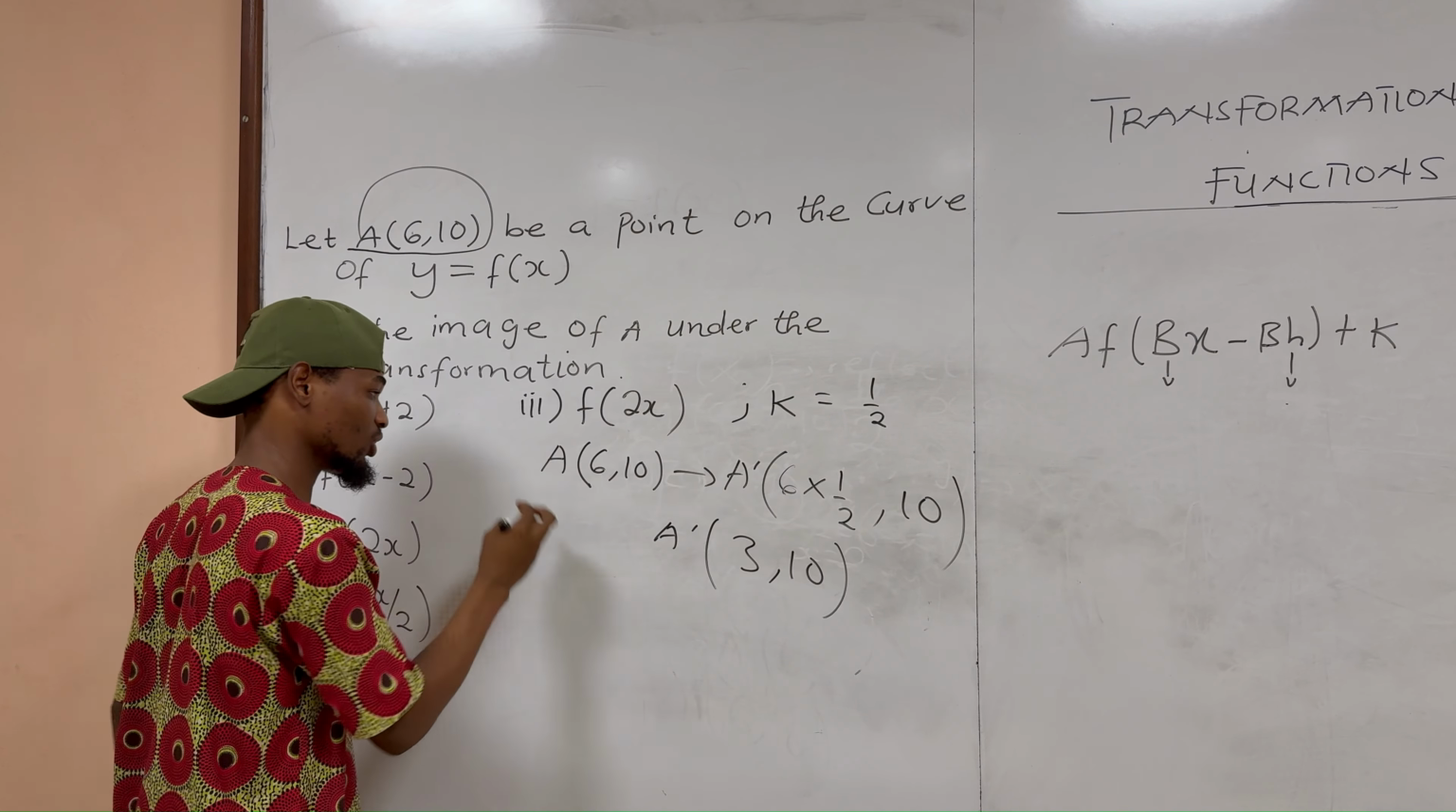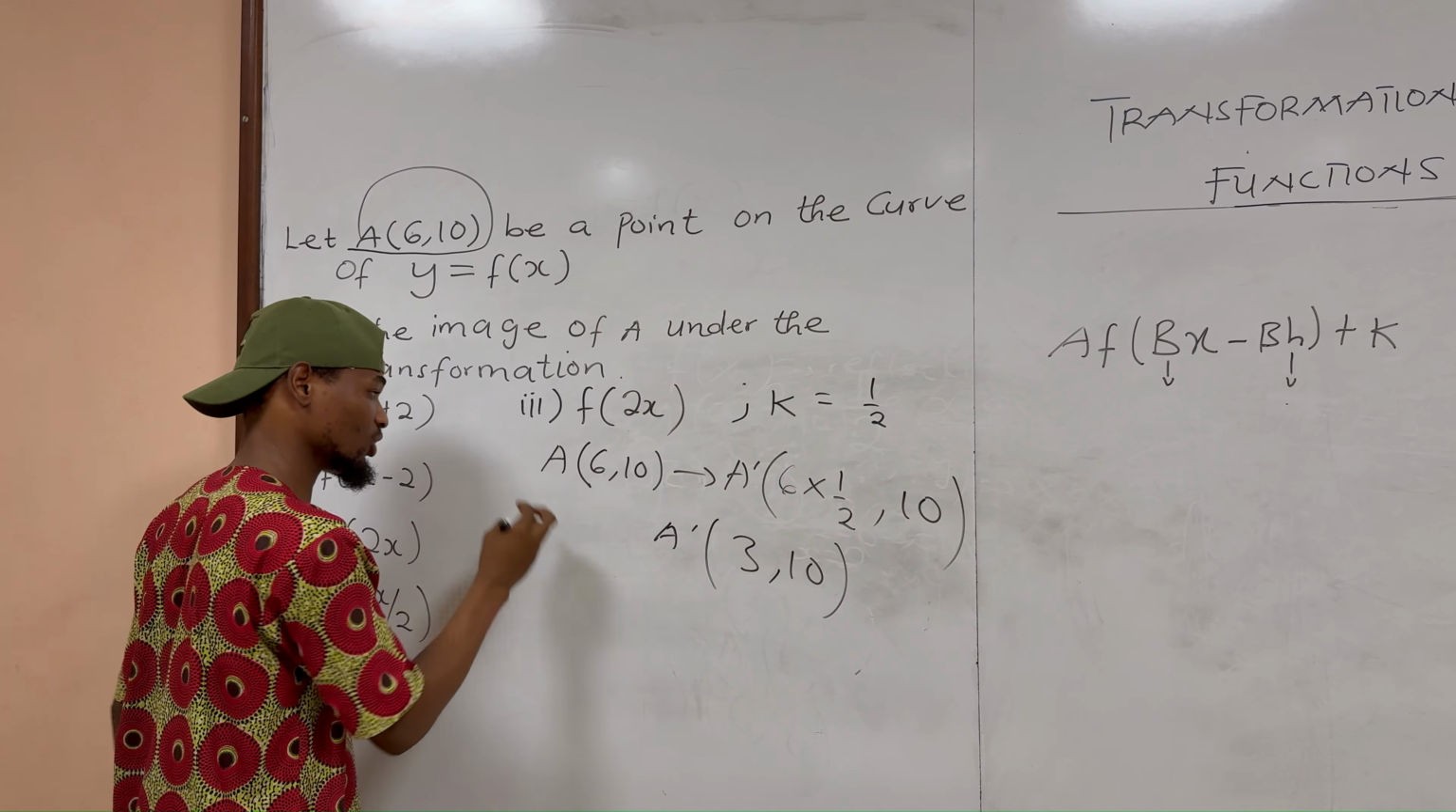IV, we have f of x over 2. All right. So here the coefficient of the x is half. Now the reciprocal of half is 2. Do you get it? And the reciprocal of 2 is half. So the reciprocal of half is 2. So we're given A with coordinates (6, 10). The image of A becomes A prime.